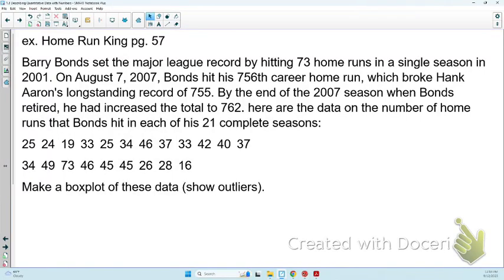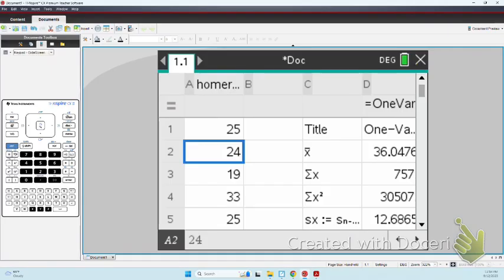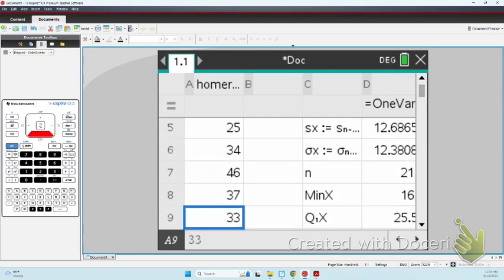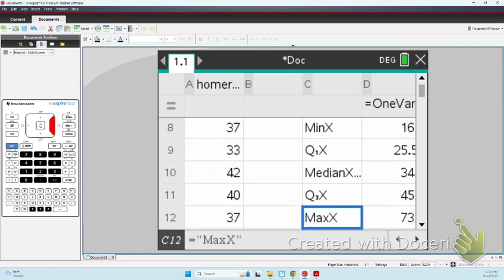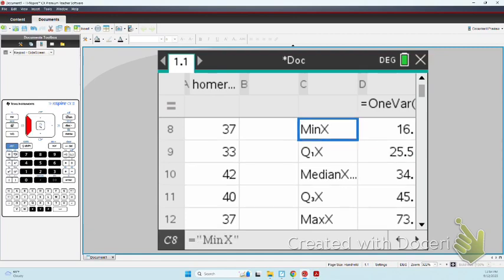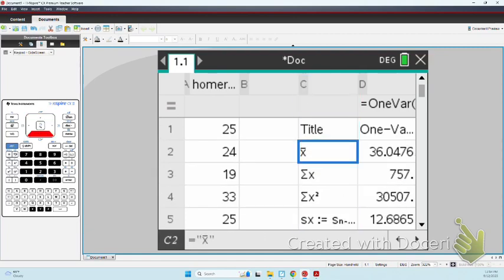In stats, we talked about standard deviation. So with this home run king problem, we did one var stats, and we got the mean. Originally, we wrote down the 5-number summary right here to make our box plot. But we also saw 2 numbers up here at the top. So up here at the top, we see the mean right here, and we see the standard deviation right here.